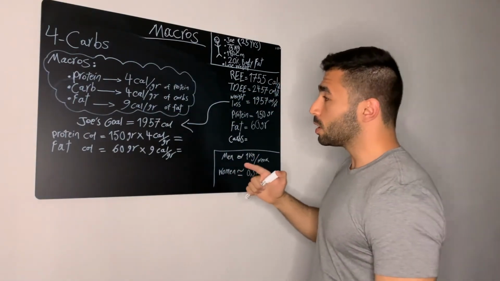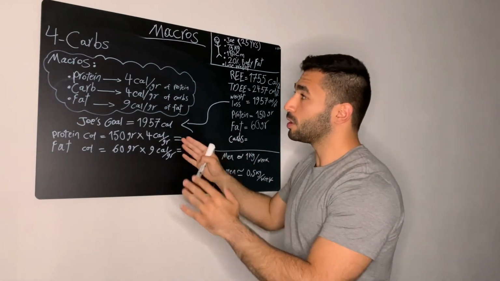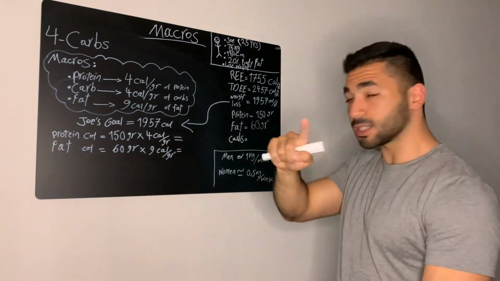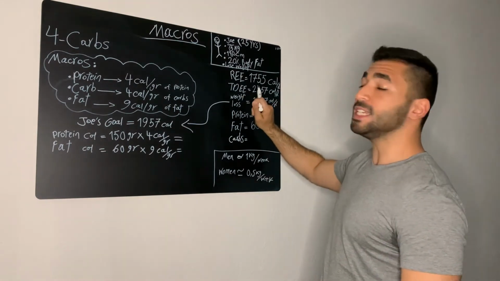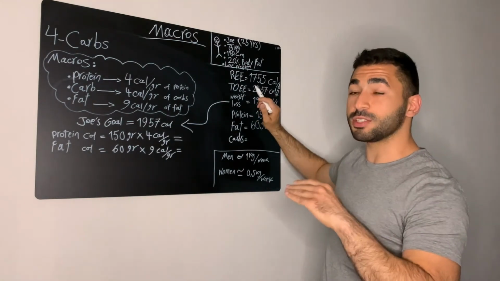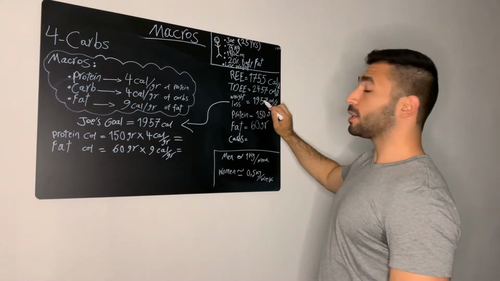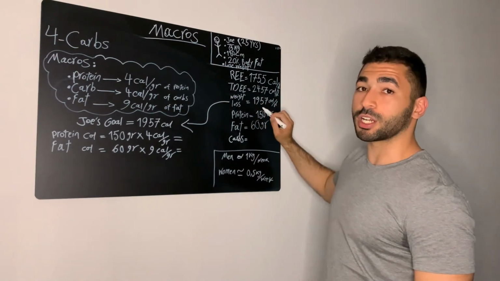Okay, so in order to find out your carbohydrates, this is very important, guys. This last number that we got from the TDEE, minus 500, this was our goal calorie. Okay, this is where it comes into play.